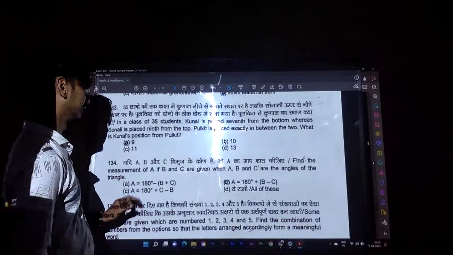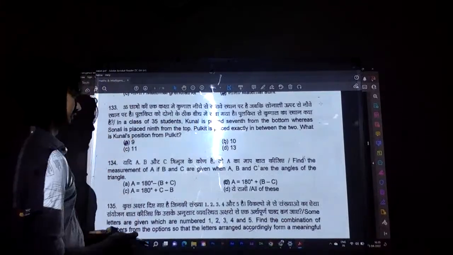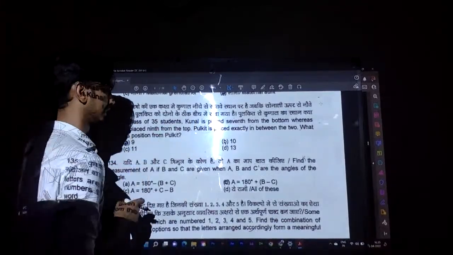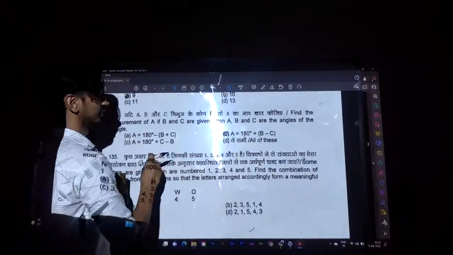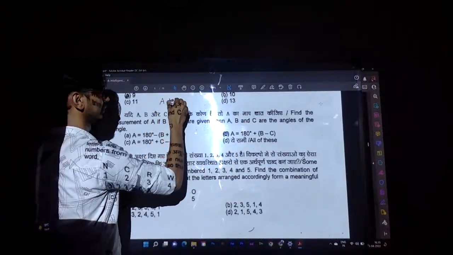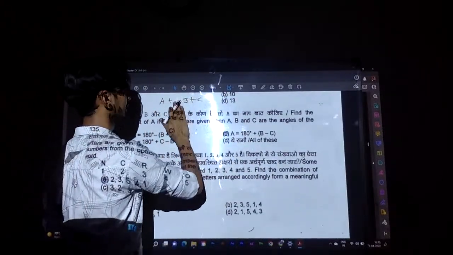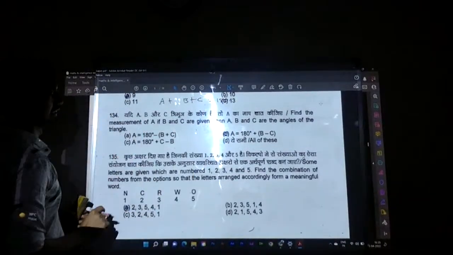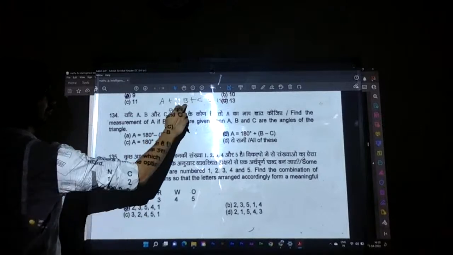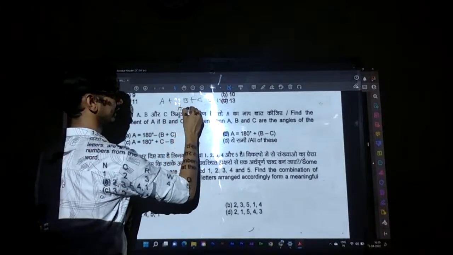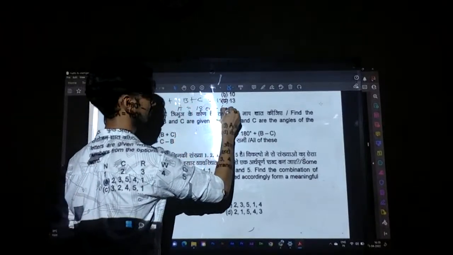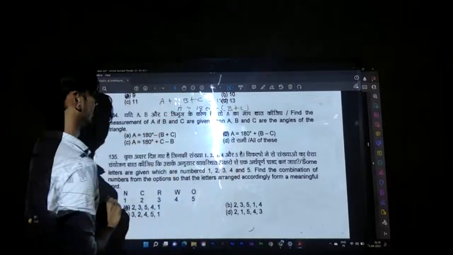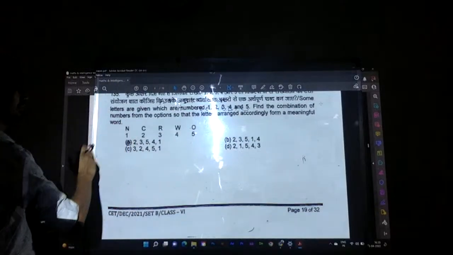Okay. In question number 34, this question is related to triangles. When you add all the angles of a triangle, you get A plus B plus C equals 180. In this question, you have to find angle A, and B and C are given. So angle A will become 180 minus (B plus C). So the correct option will be option A.